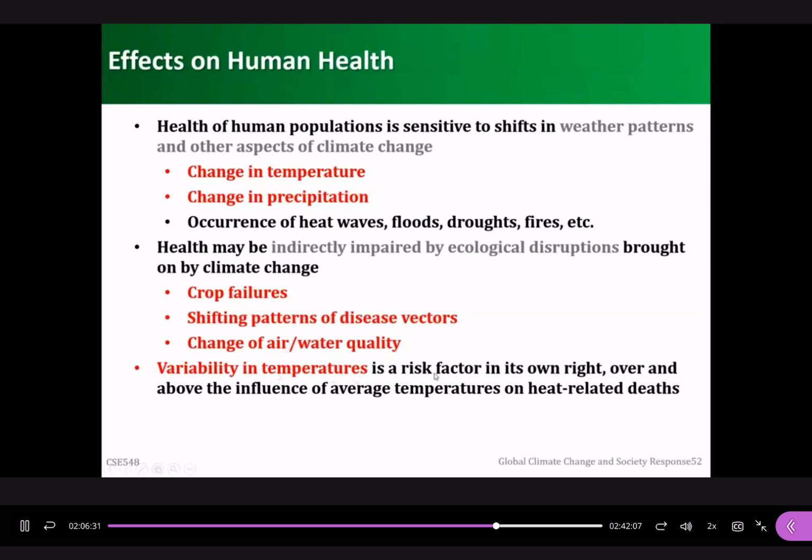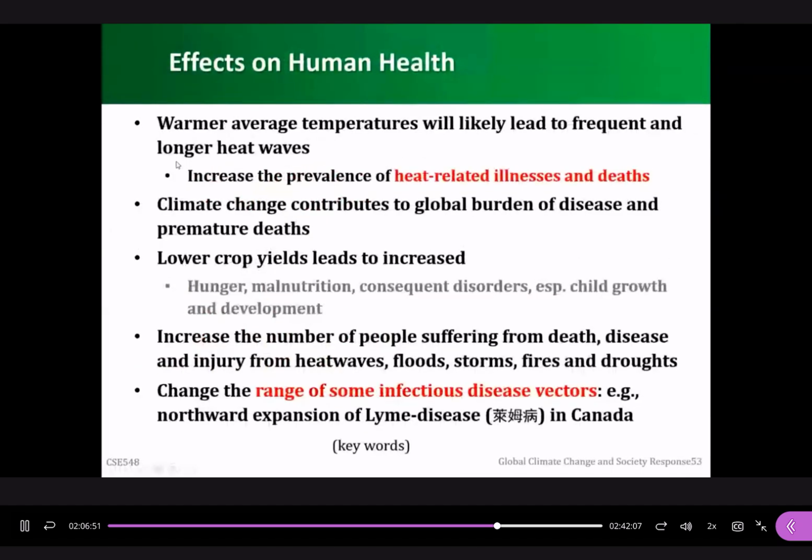The variability of temperature is also a risk factor. This is heat-related deaths. This may be the heat waves. So all these factors can affect human health. That is the physical part of climate change.